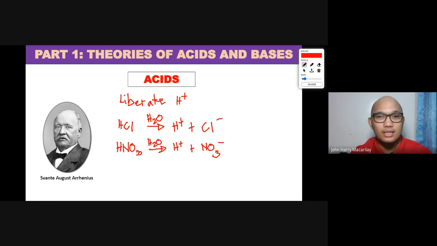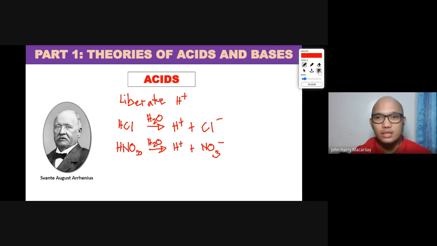It liberates hydrogen. So if you add an acid in water, it will increase the hydrogen ion concentration, which will cause a decrease in the pH, which gives an acidic solution. So that is your acid.